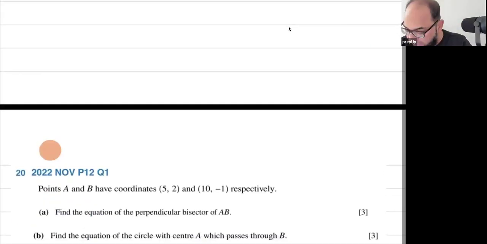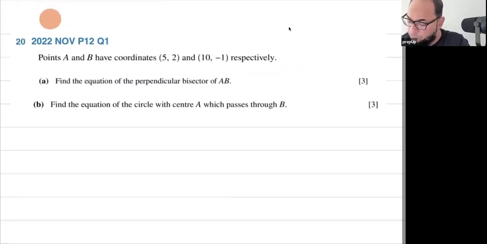So now this thing is done. Another question for you, and let's see how many more questions are left. So I think 1 or 2 more questions, we can try it out. Just have a good look and then I'll continue with this. Now it says points A and B have coordinates such and such. So one of them is A, the other one of them is B. So this is A, this is B. Find the equation of the perpendicular bisector of AB.